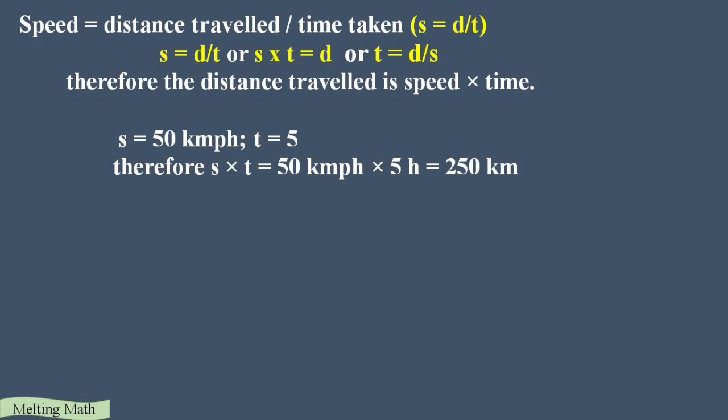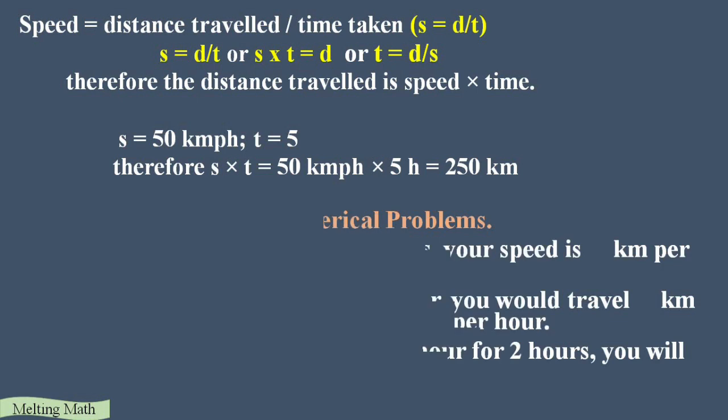So distance equals speed times time. They gave speed 50 and the time is 5, so 50 into 5 equals 250 kilometers. From the units, kilometer per hour into hour, the hour will cancel and the kilometer will remain. So the answer is 250 kilometers. Next, compute the following numerical problems.